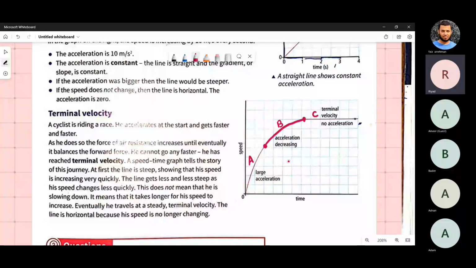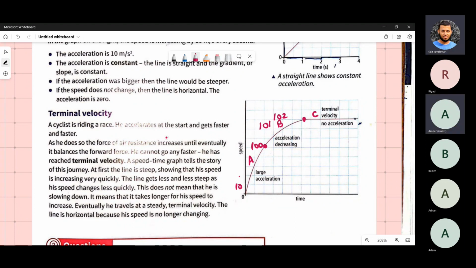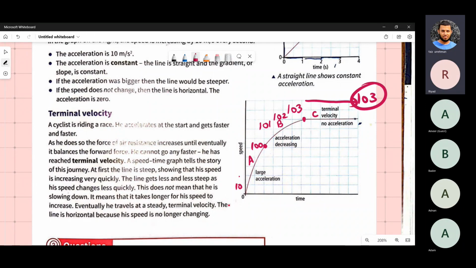It means, for example, you have 0, 10, 20, 30, 40, 50, 60, 100. Now here it is going slowly up, like 101 and 102, slowly increasing. It's not deceleration. Please students, do not get confused. It is acceleration, but at a very slow rate, like 102, then 103. And when it reaches 103, it is not increasing more than that. So 103 is the terminal velocity.